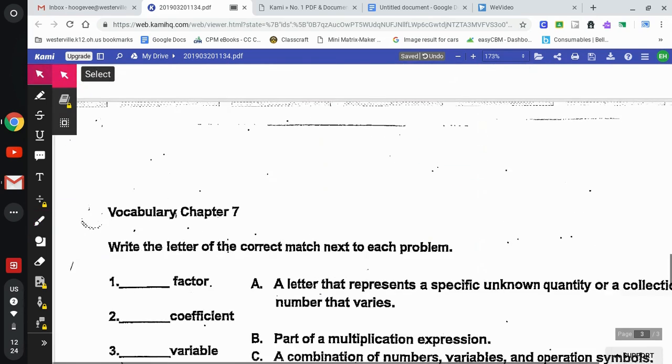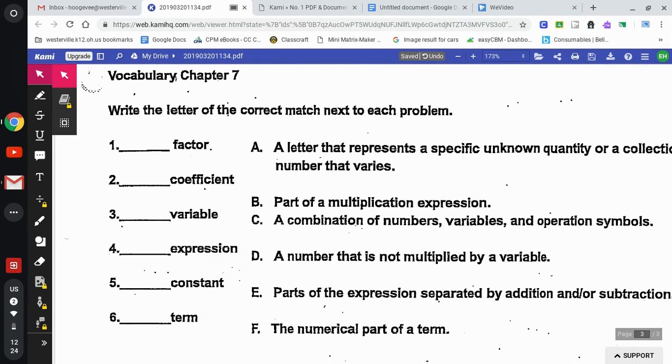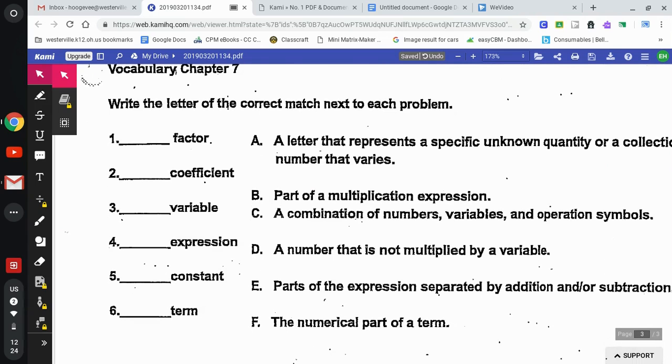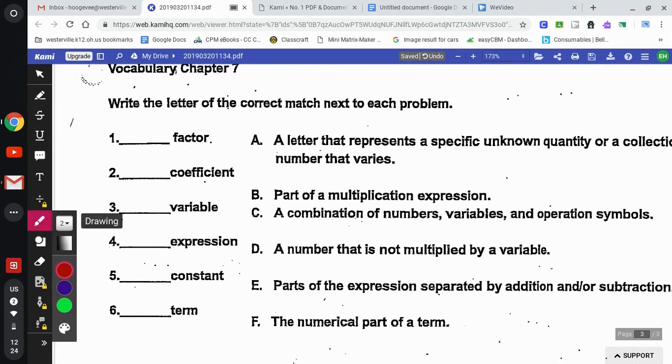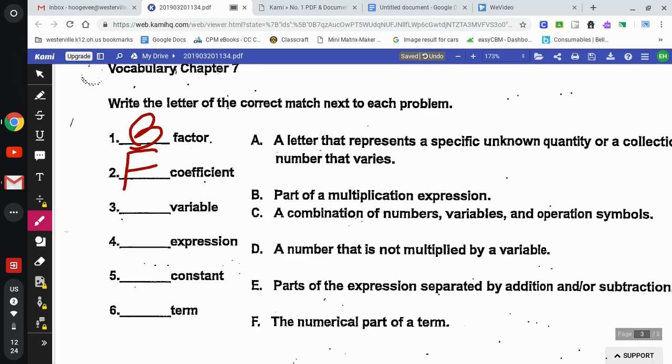Last page, real quick, it's just vocab. I will just write the correct answers. We had B for factor. Study these again. You might see them again. We had F for coefficient. We had A for variable. C for expression. D for constant. And E for term. So review this again.